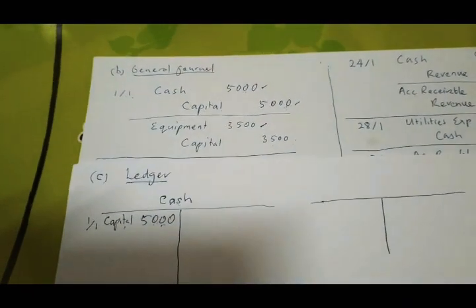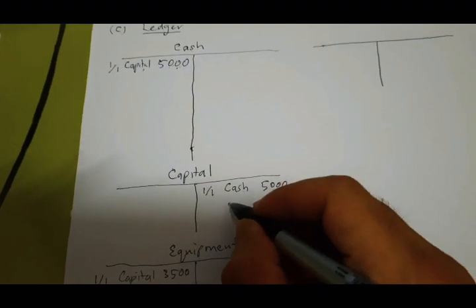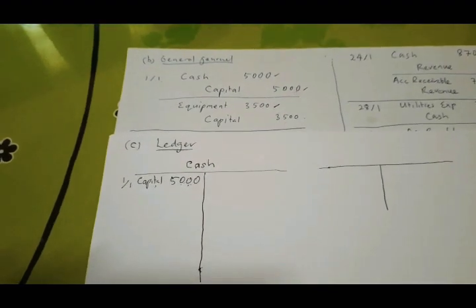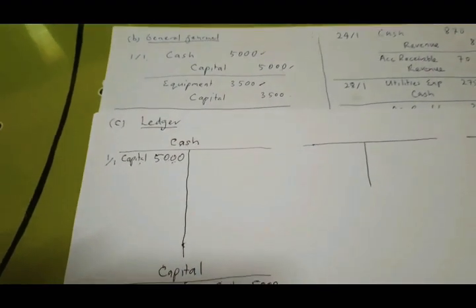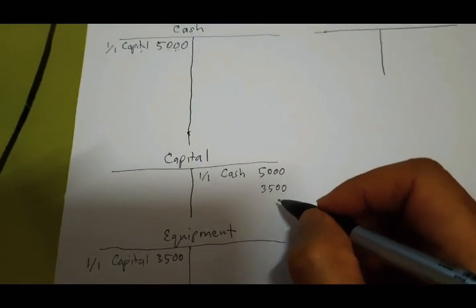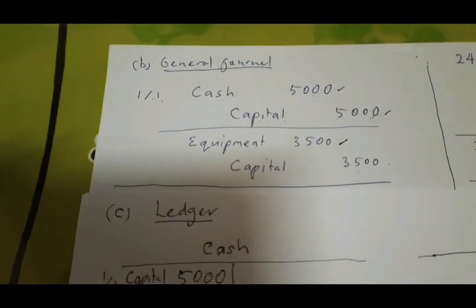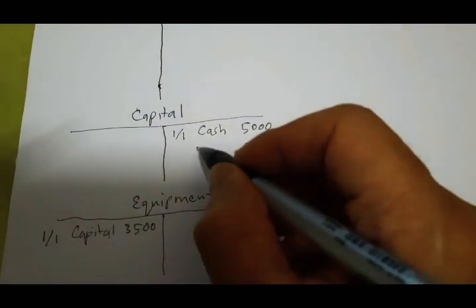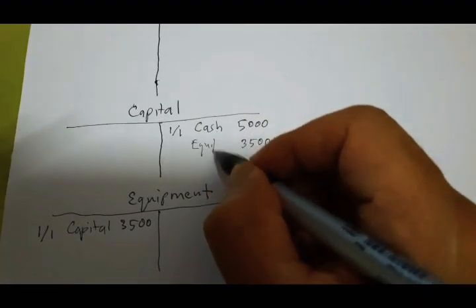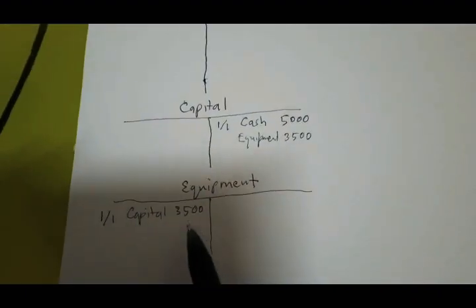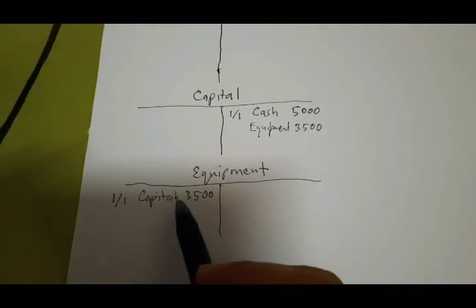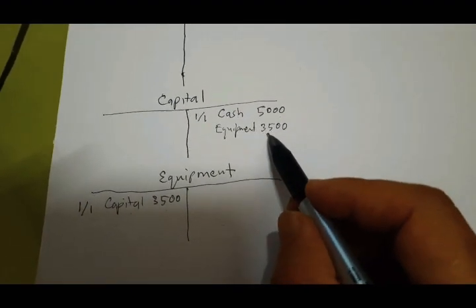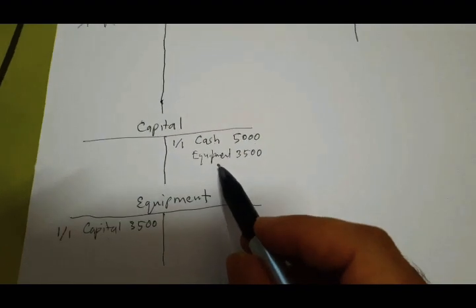The date is still 1st of January. So 1st of January, the second thing that happened is you credit account capital 3,500. Refer to which account? Refer to the equipment account. So credit capital 3,500, refer to account equipment. See here, the date is 1st of January. Debit equipment 3,500, refer to account capital. Credit account capital 3,500, refer to account equipment.